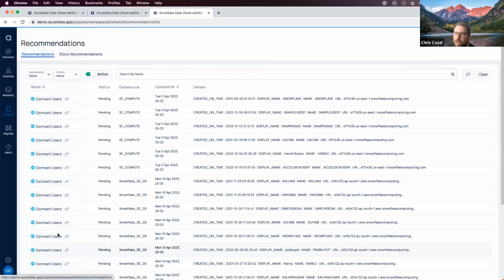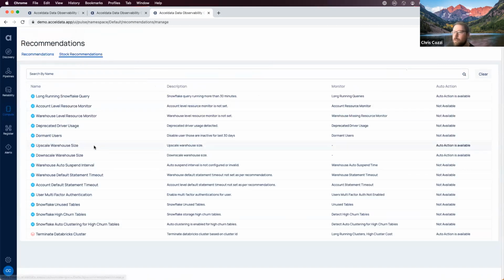These then can be tied to the auto actions I was talking about. So we talked about the upscale, downscale option. We're always adding more of these. Probably the most commonly requested one we had was the ability to take action on a long-running Snowflake query. So you can configure the length of query, and we can actually go and automatically abort long-running queries that are happening in Snowflake. In our most recent release, we rolled out what would be the Databricks equivalent of this, which would actually be terminating a cluster that's running based on long-running or high-cost cluster.